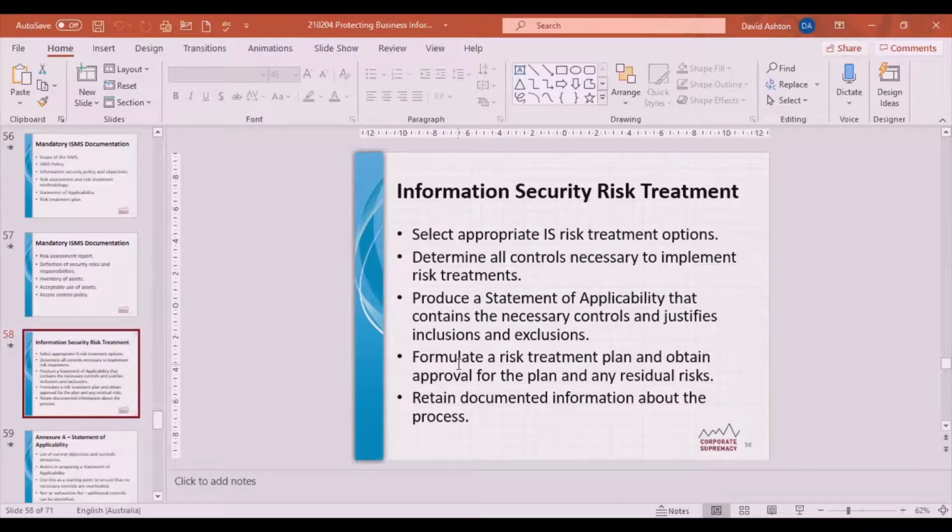And in terms of the risk treatment, select the appropriate treatment options. So what's the best way to manage that risk, and put in place measures to mitigate the effects of that. Determine controls, so internal and otherwise. The statement of applicability, which I'll mention in the next slide. Formulate the risk treatment plan, obtain approvals and retain the documented information about the process. So you need to have these plans in place.